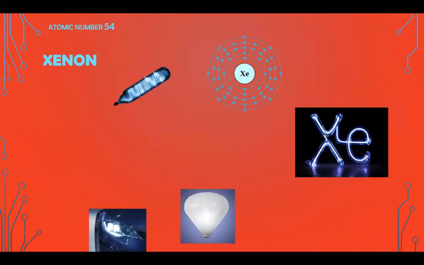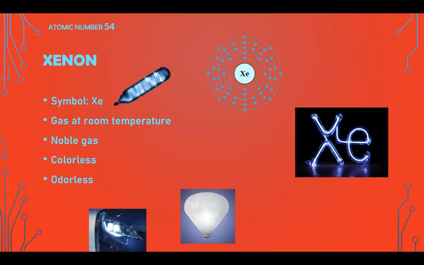Xenon. After halogens, we get the noble gases. One of them is xenon. Xenon's symbol is Xe. It's a gas at room temperature and it's a noble gas. Xenon is colorless, although when put in a vacuum, it kind of becomes sky blue or sierra blue, right? Xenon is odorless and it's used in special lights.